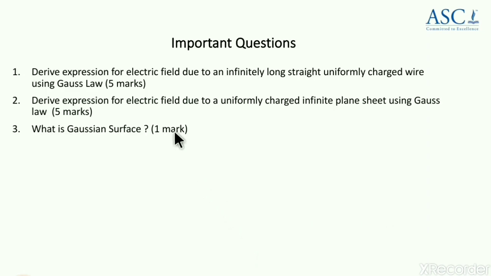Now let us move on to the questions of the topic. Only 2 questions here, because I have discussed 2 direct derivations. For 5 marks, you have to derive the expression for electric field due to an infinitely long straight uniformly charged wire using Gauss law, and for the uniformly charged infinite plane sheet using Gauss law. That is also for 5 marks. And you must also know what you mean by a Gaussian surface. It is a hypothetical surface used to calculate electric field due to continuous charge distribution. This is for 1 mark.